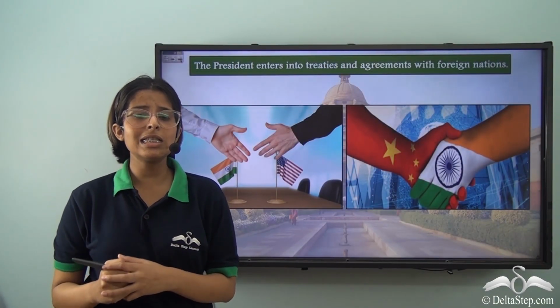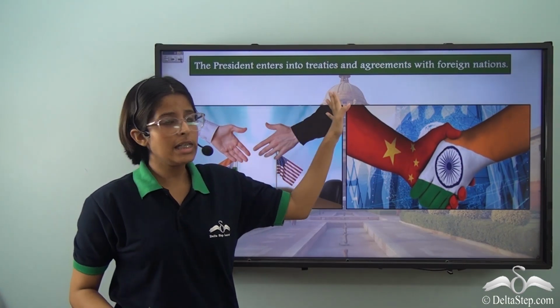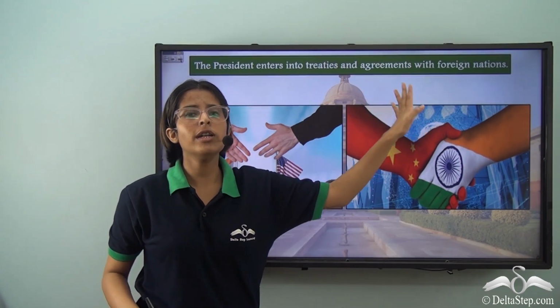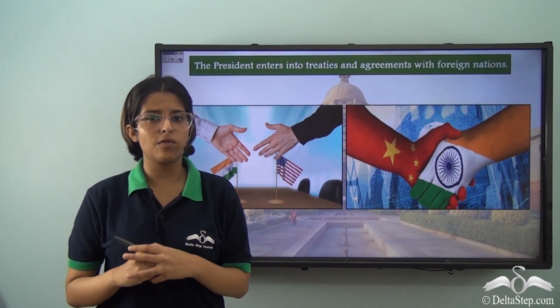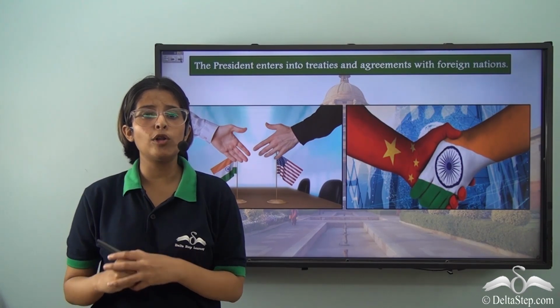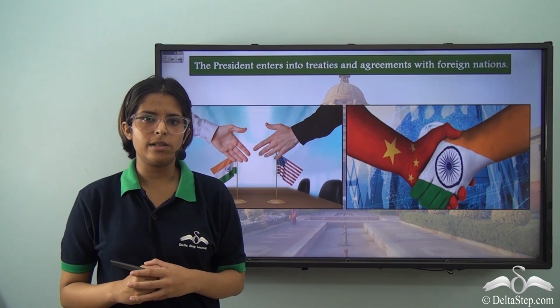Along with these diplomatic powers, the president enters into treaties and agreements with foreign nations. So since the president is the first citizen of the country, he signs all of the agreements and treaties that are agreed upon internationally.